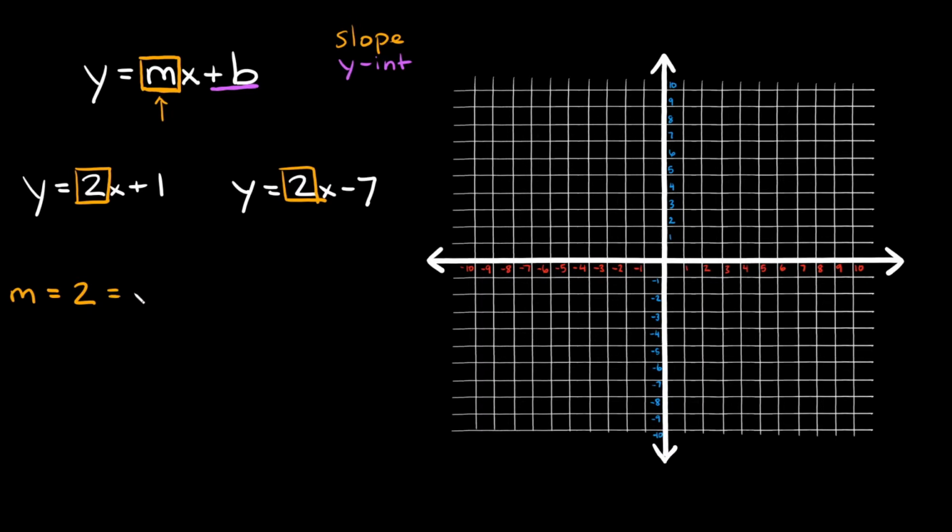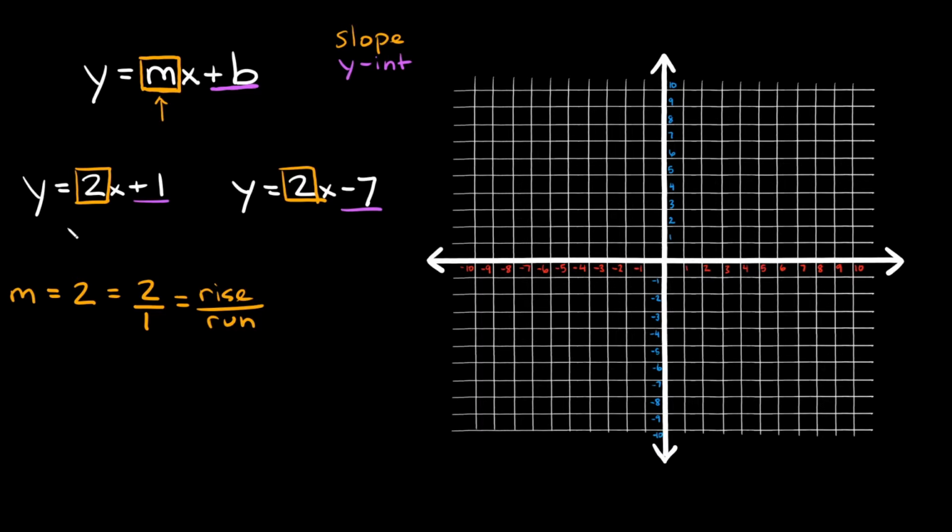Or if you wanted to, you could write it as 2 over 1, because the definition of a slope is the rise over the run. Since we have a fraction, it's normally better to write your slope as a fraction also, so you can just put it over 1. They both have the same slope, and now we just need to figure out if they have different y-intercepts, which they do. The one on the left has a y-intercept at positive 1, and this one has a y-intercept at negative 7. So they have the same slope but different y-intercepts, which means these two equations are parallel.